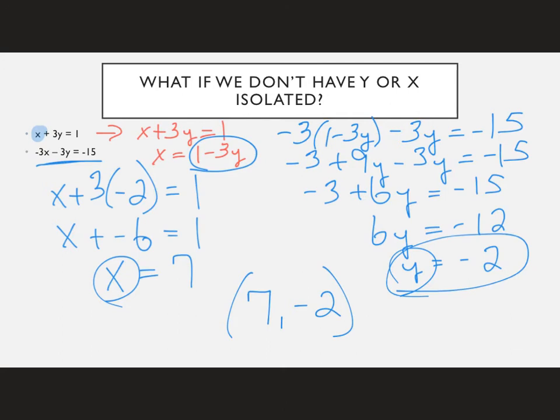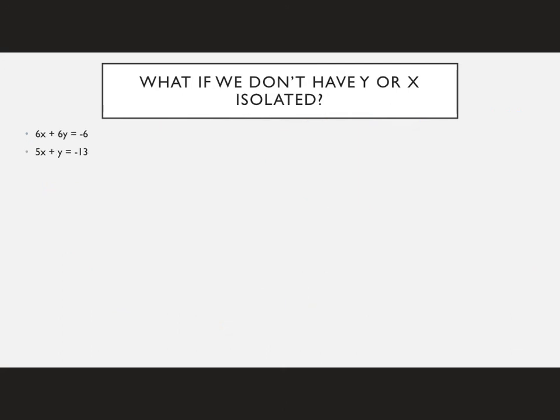Let's do another example. Remember, I know I'm going quick, but you can always pause your video if you need a little bit more time on these. So here I have the y by itself. I'm going to take that equation and rewrite it so that y is completely isolated. So I have 5x plus y equals -13. I'm going to subtract the 5x, so I have y equals -13 minus 5x. That's what I'm using in my other equation to start solving this.